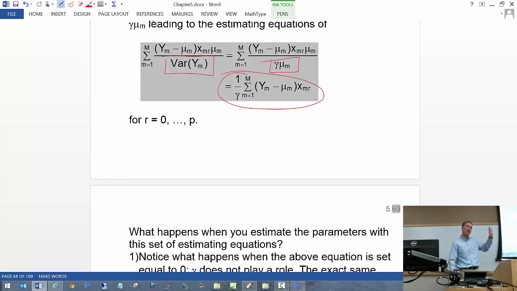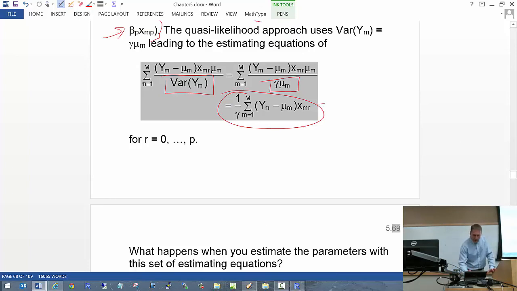Now what's even cooler about this idea is that notice what happens when you set this equal to 0. What's the first thing that you could do to simplify it? Get rid of that gamma, right? And so now you're left with what you had before. So the beta hats that you get from a quasi-Poisson regression model are going to be exactly the same as from a Poisson regression model. Exactly. So, what about this gamma? Gamma is a parameter. We're going to need to estimate it.